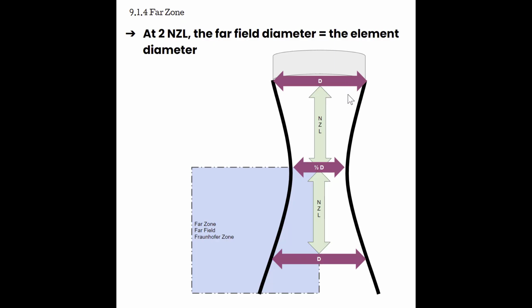So it goes from 12, converges to 6, diverges back to 12, and then continues beyond that 12 for the rest of the far zone. Near zone length will be equal on either side of the focus to tell us where that far field will meet up again with that diameter width.